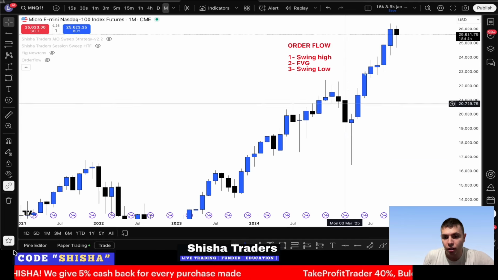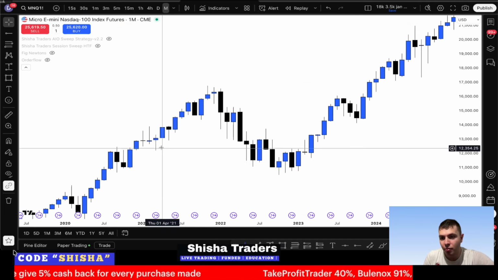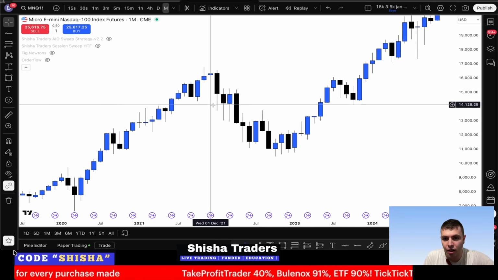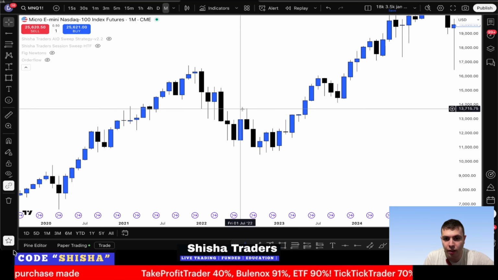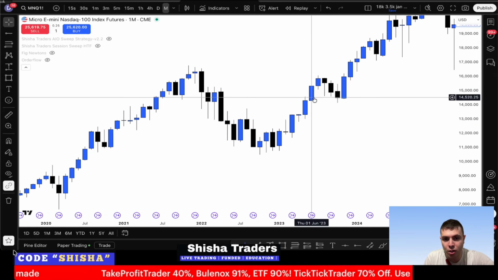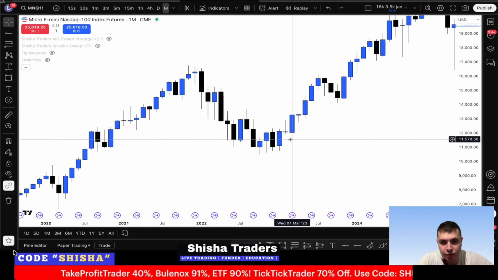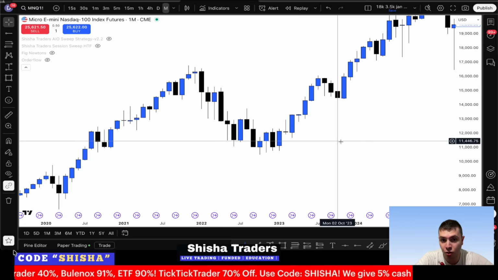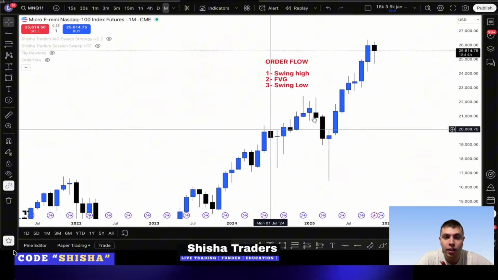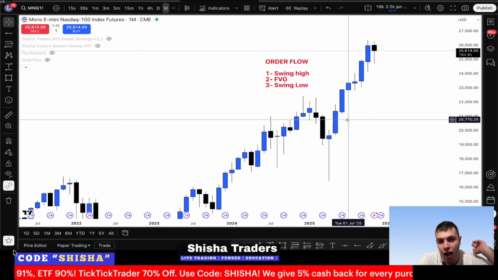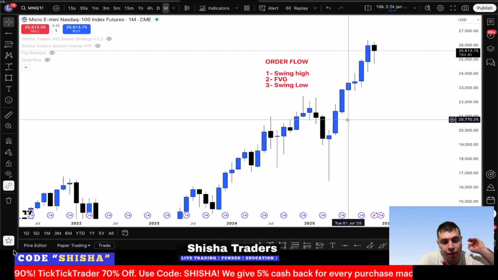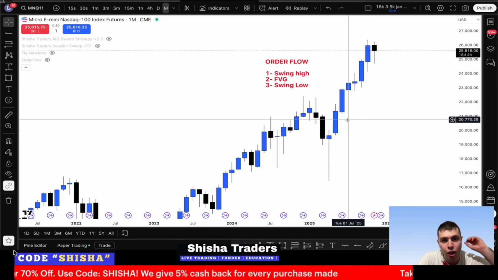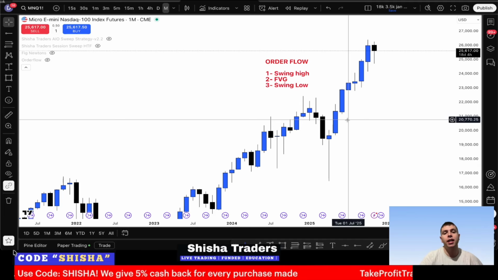For example, from this swing high, or from this swing high, they all have FVGs. From this swing low to this swing high, we don't really have an FVG. Even though it's bullish, can you call it a bullish order flow? No, bro. You need a swing high, FVG, and a swing low, and it has to be the latest. The latest swing high, the latest swing low, and an FVG in between. That makes it an order flow.